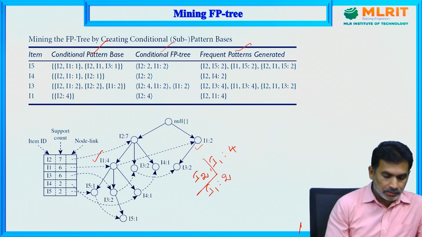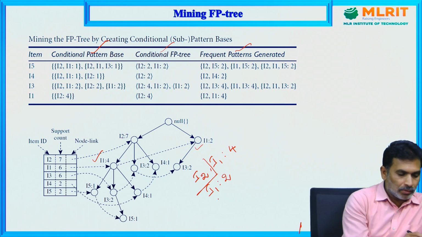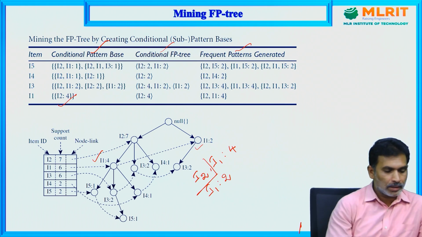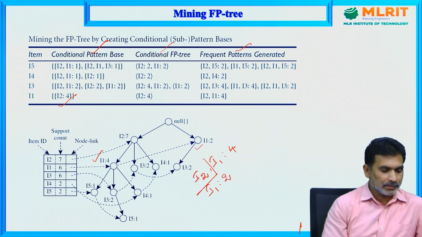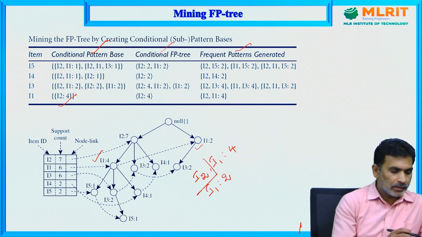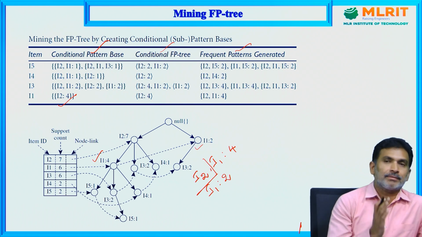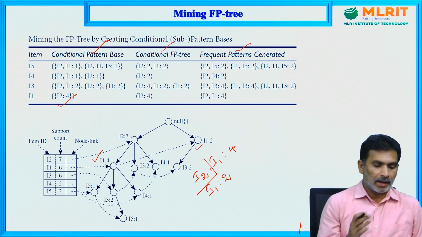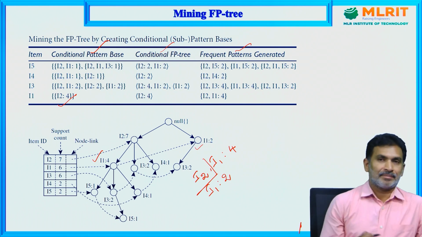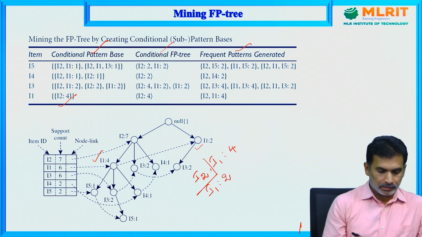So I1 is going to have I2: 4 as its conditional pattern base. So that is the conditional pattern base. Once we find the conditional pattern base, we have to construct the conditional FP tree. So it is simply constructing the conditional FP tree.